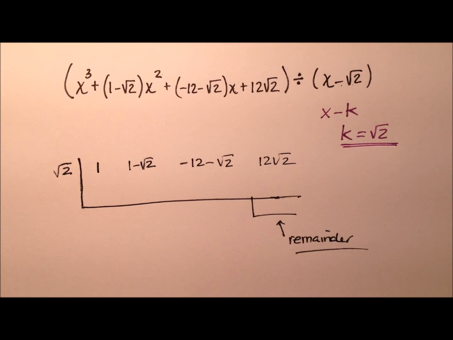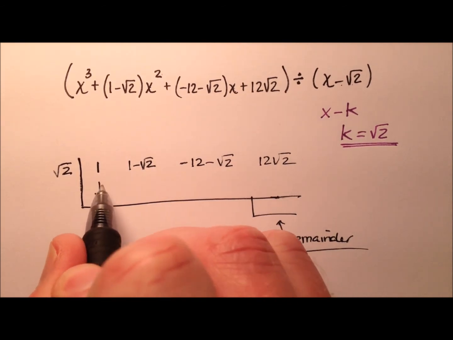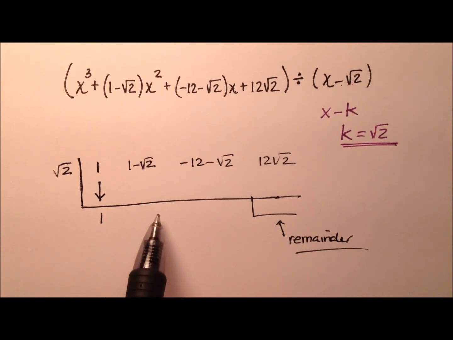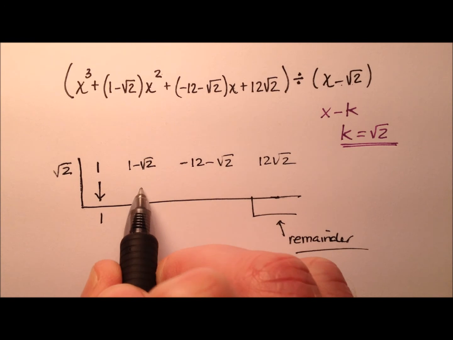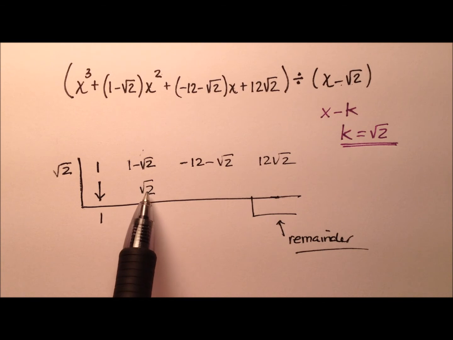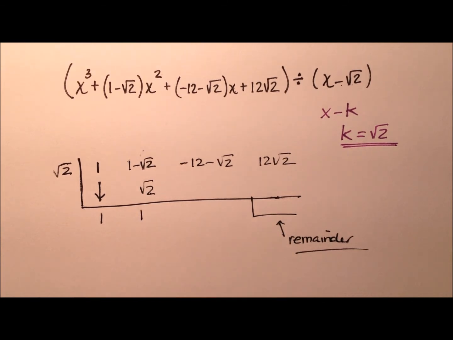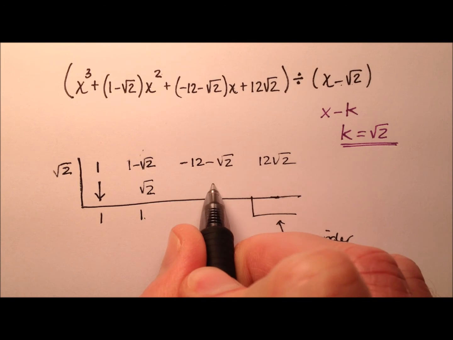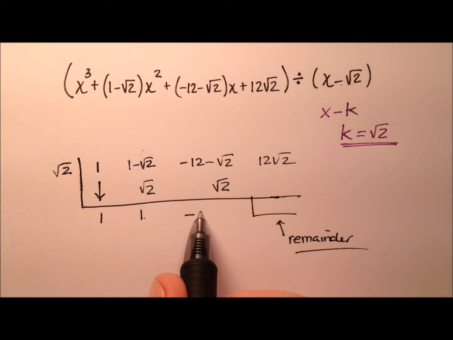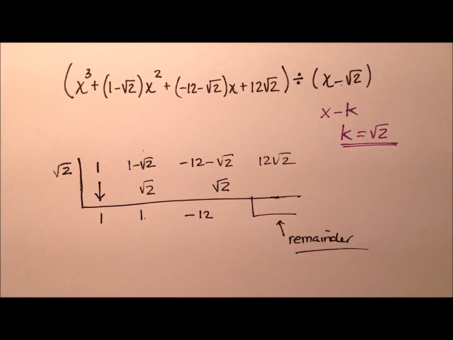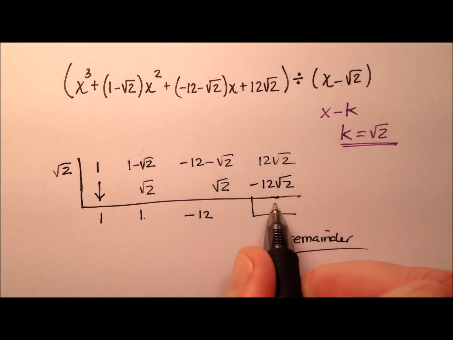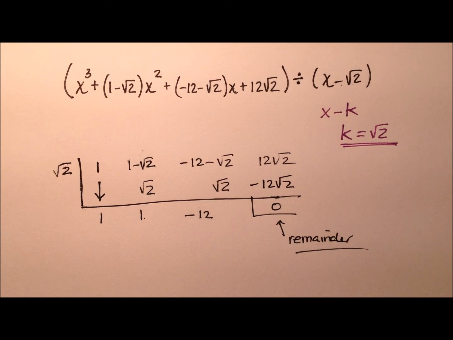Okay, so let's do my synthetic approach now. I'm going to bring down this leading coefficient of 1, and then go through a series of multiplications and additions on these columns. The square root of 2 times 1 is the square root of 2. So when I add this column, the negative square root of 2 and the positive square root of 2 cancel, and I'm just left with 1. When I multiply again, I'll have another positive square root of 2. And once again, when I add this column, the square roots of 2 will cancel, and I'll just have a negative 12. Then when I multiply, I'll have a negative 12 times the square root of 2, which when I add this column, they cancel out, and I get 0.